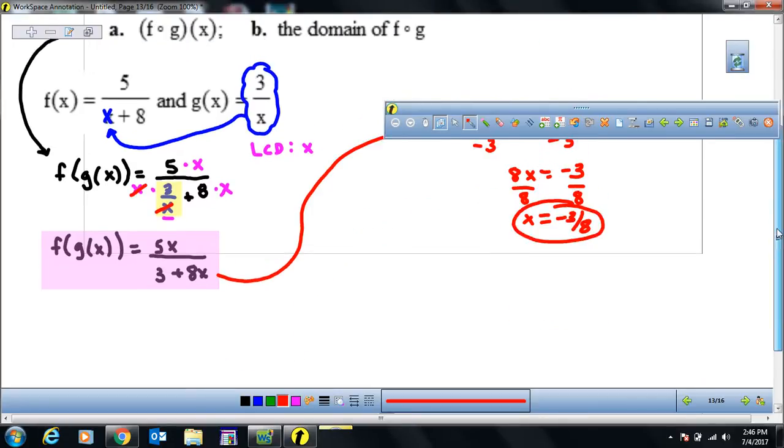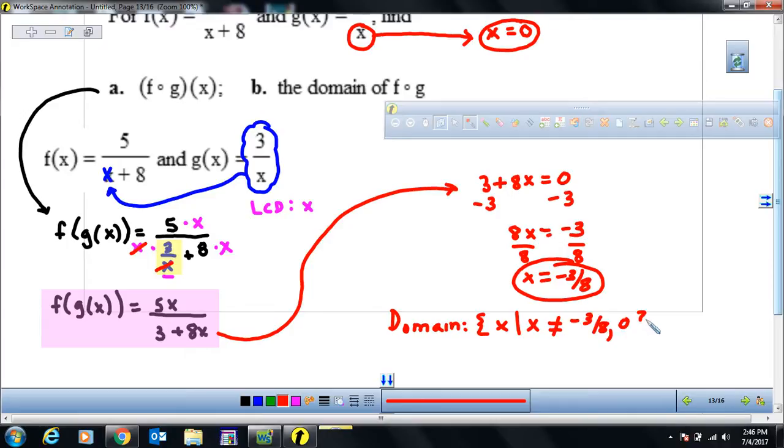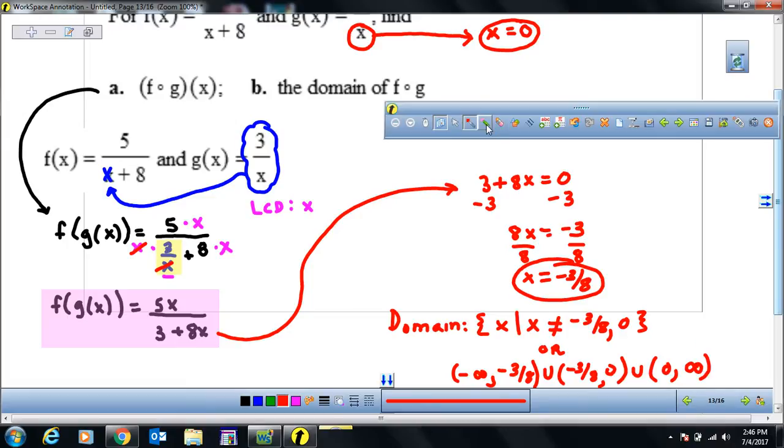So let's go ahead and write the domain of this function right here. If we put it in set notation, we say that the domain is the set of all x as long as x is not equal to negative 3/8 and 0. Now if we want to write the domain in interval notation, we're going to say that the domain is anything from negative infinity to negative 3/8, or it continues after negative 3/8 and stops at 0, or it continues after 0 and goes to positive infinity. So that's the domain either in set notation or in interval notation. And that's what the two parts of the question are. Find the function f of g, and B, find the domain of f of g, which we already did.